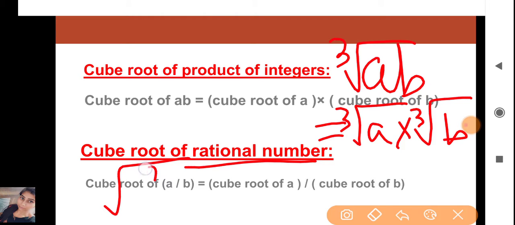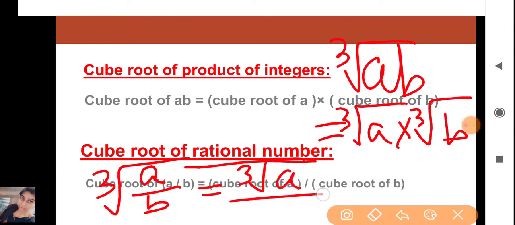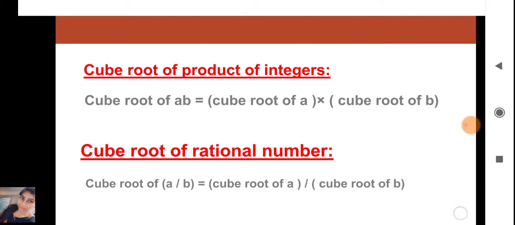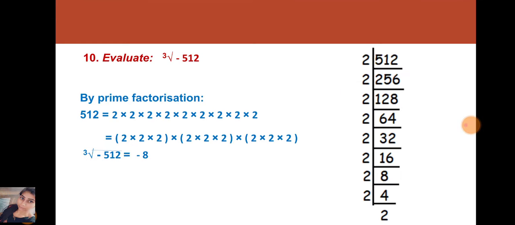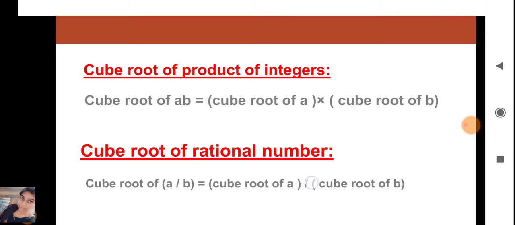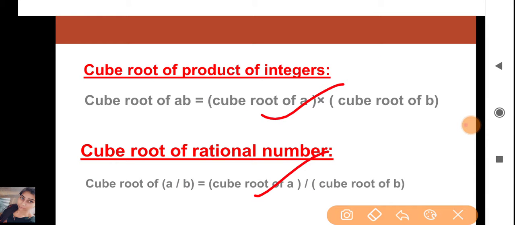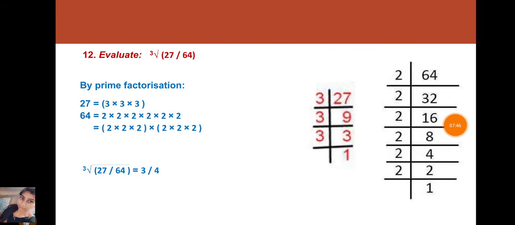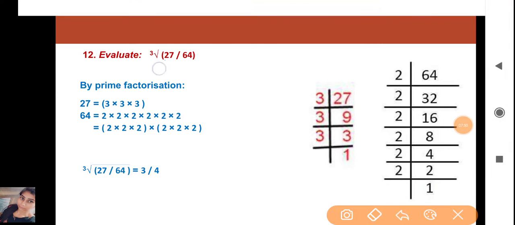And cube root of a rational number means what? The cube root of a by b, right? So suppose we are finding the cube root of a by b, this will be equal to cube root of a divided by cube root of b. See, I've just explained to you. I'll just show you some examples based on this and this. Now just see, I'll do the first question, 27 by 64.